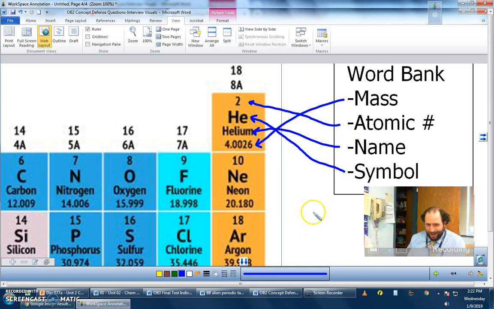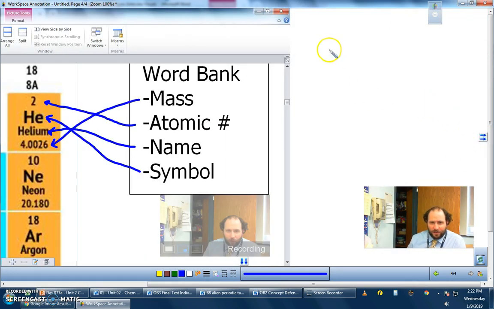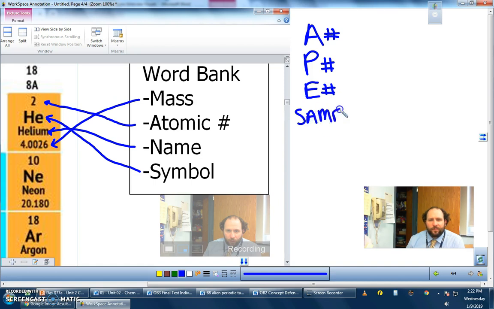So, again, if we're talking about how do we go about remembering these things here? A, P, E. Remember, these are all going to be the same. We mentioned that in the last slide. They're all going to be the same. And so the atomic number, the proton number, and the electron number are all going to be the same.